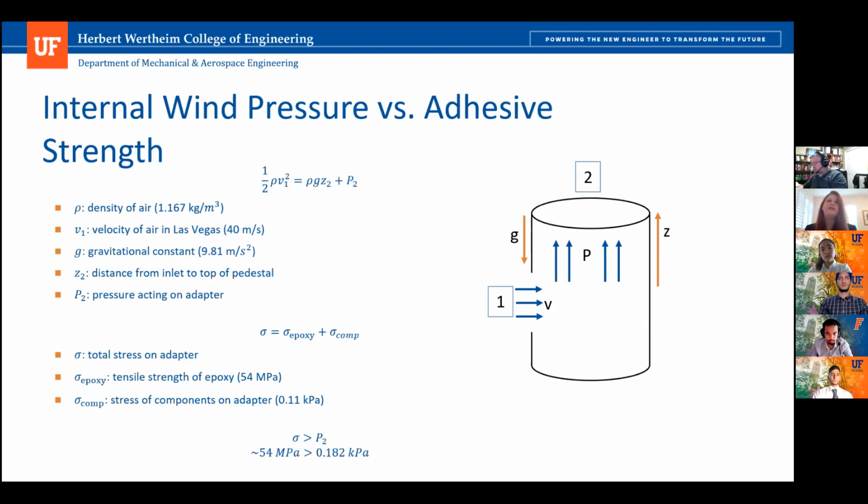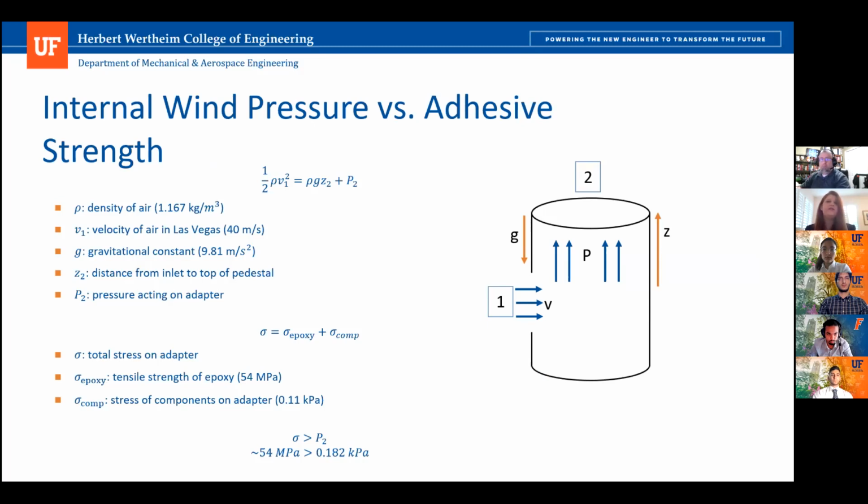We also analyze the adhesive strength versus the wind pressure created by drafts entering the opening on the shaft. Air was treated as a fluid, and the following assumptions were made: two-dimensional flow, incompressible flow, steady flow, fully developed flow, and no slip at the boundary wall. Noting the flow is steady and incompressible, Bernoulli's equation for 2 points can be applied to the system to find the pressure acting on the plastic adapter.